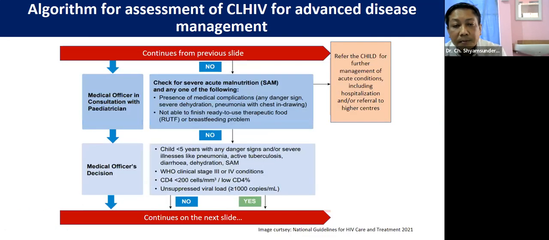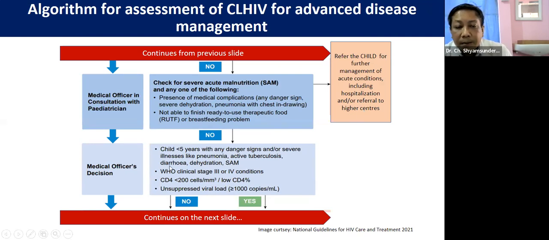referral to higher centers. Continuing from the previous slide, the medical officer in consultation with the pediatrician checks for severe acute malnutrition and any of the following: presence of medical complications, any danger sign, severe dehydration, pneumonia with chest indrawing, not able to finish ready to use therapeutic food, or breastfeeding problems. If they are present, refer the child for further management to hospitals or other higher referral centers.